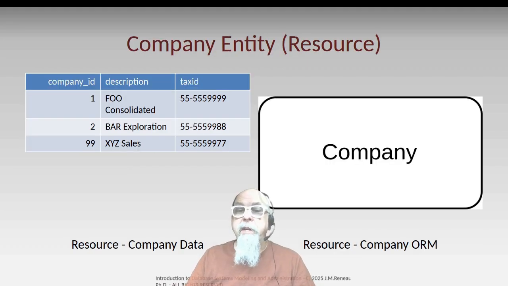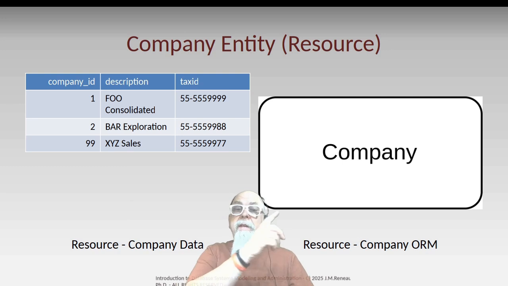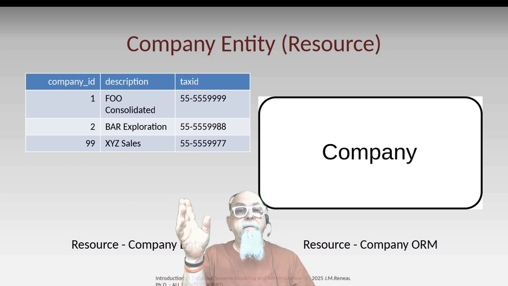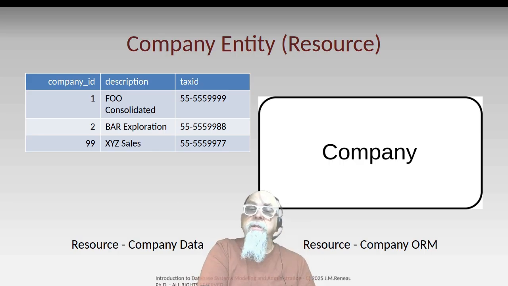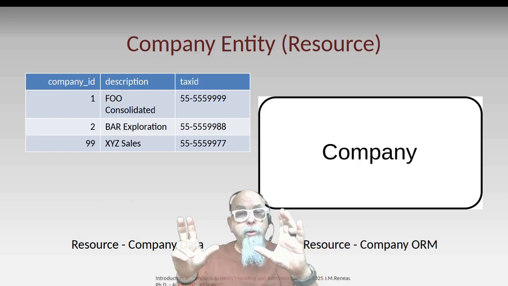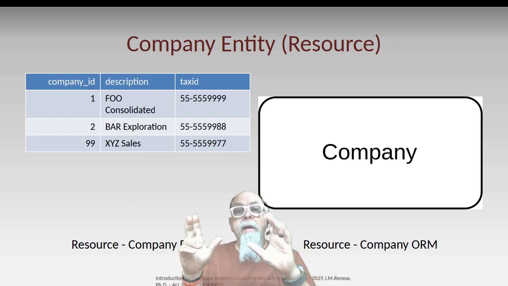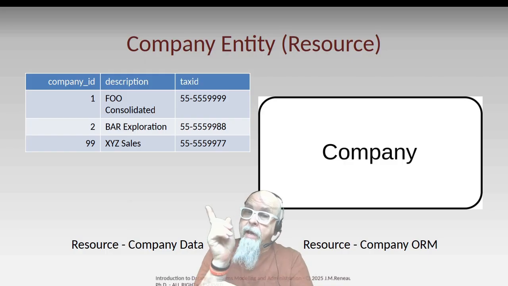Here, for instance, is a resource entity that I'm going to use in my conceptual model that represents companies that we deal with. So you can see the data over here of the kind of spreadsheet of the company ID, their description, their taxpayer identification number on this side, and then over here you can see the object relation model conceptual model symbol for the company. Again, notice it doesn't have any data.